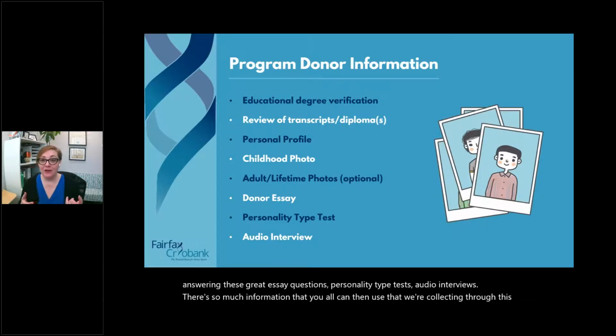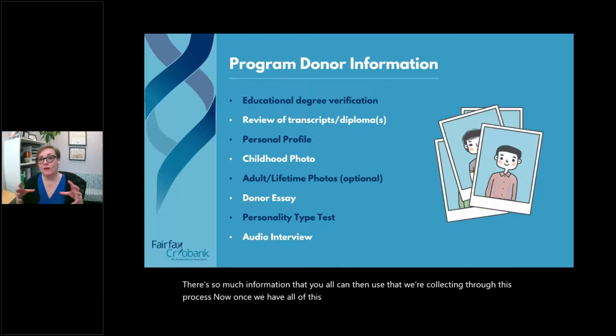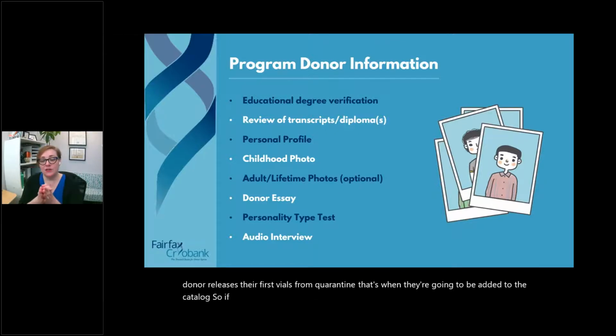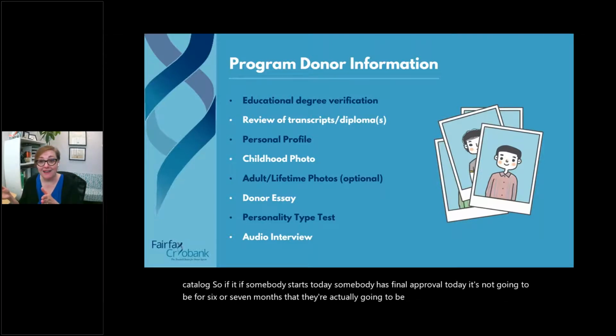Now, once we have all of this, the profile is built, and when the donor releases their first vials from quarantine, that's when they're going to be added to the catalog. So if somebody starts today, somebody has final approval today, it's not going to be for 6 or 7 months that they're actually going to be available on the catalog for you to see, because we don't want to put anybody up until they have available inventory.